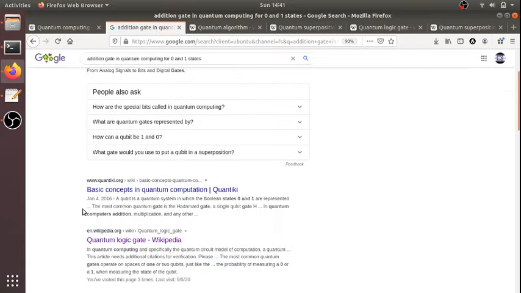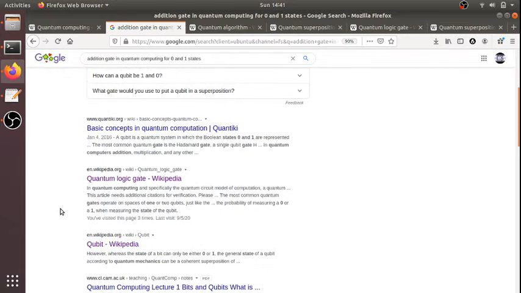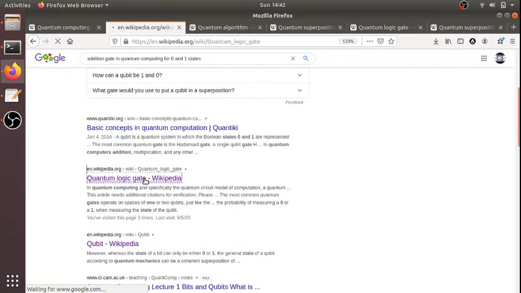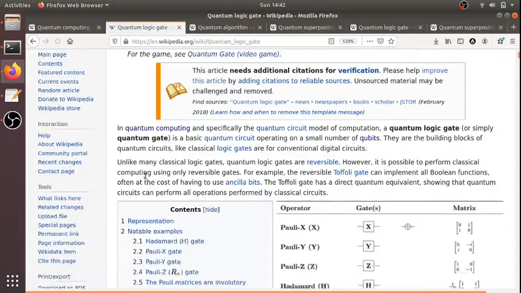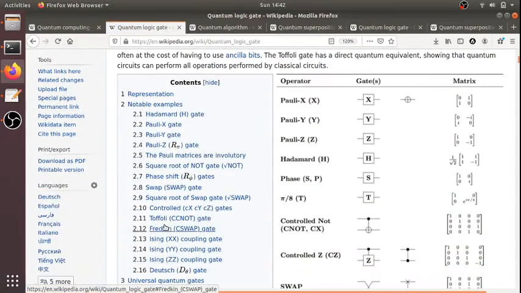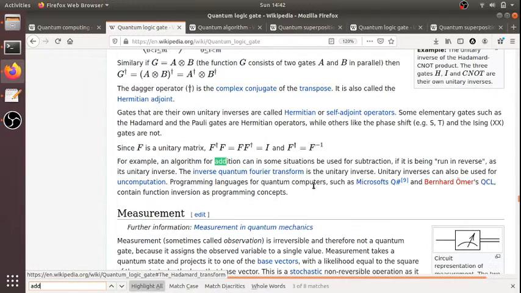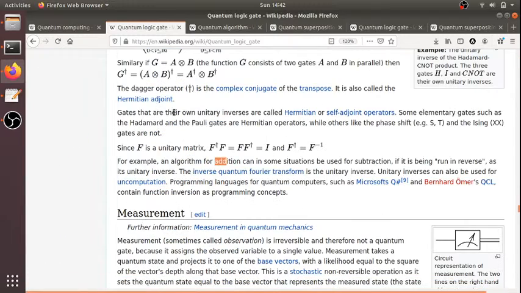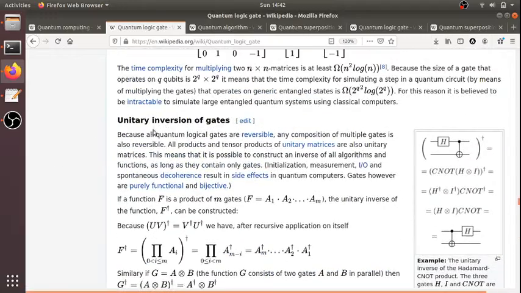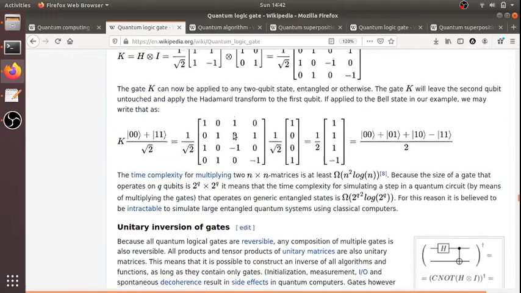No, I want a quantity. Should I open this? I don't know. Wikipedia is pretty safe. I just want to look at Wikipedia. Anyways, so where is the addition gate? So Control F, add, addition, and where is this? Unitary inversion of gates.